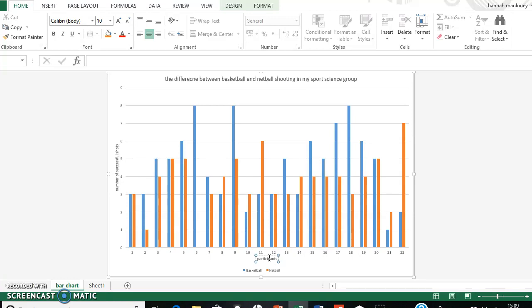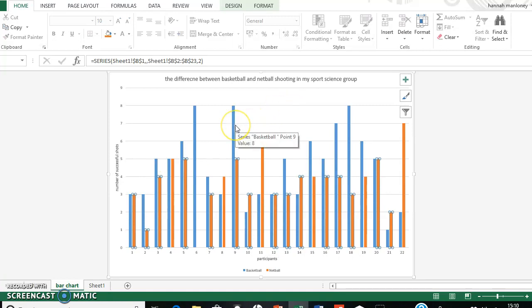So this bar chart straight away shows that we're better at basketball because the blue lines are higher than the orange for almost everyone except a couple where they're the same, like here and here, or some of them, even this one showed that that person was better at netball. However, the majority of them, you can see that basketball was better.